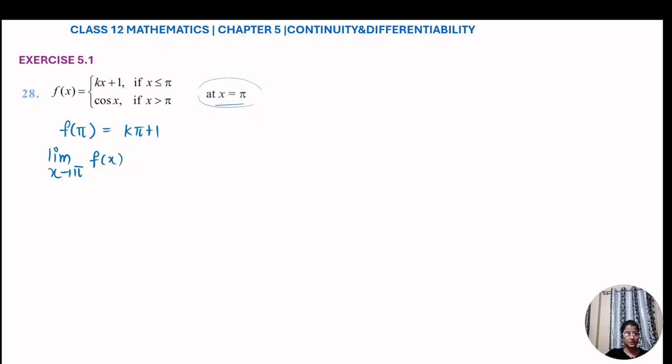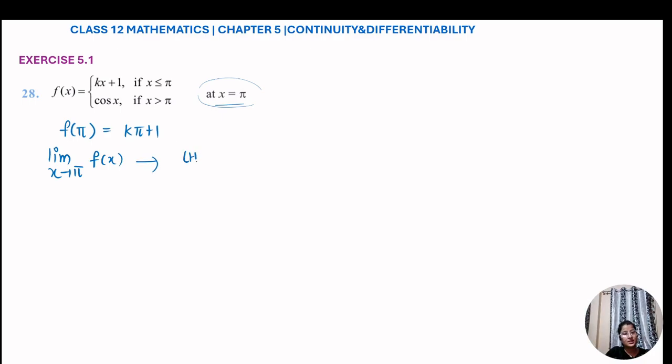When you have a function that is splitting at a point into two different cases, like for x less than pi, and for x less than or equal to pi the function is defined as kx plus 1, and for x greater than pi it is defined as cos x. Whenever you have to find a limit in such a case, find your left hand limit and right hand limit separately, so that you can work on your main limit.